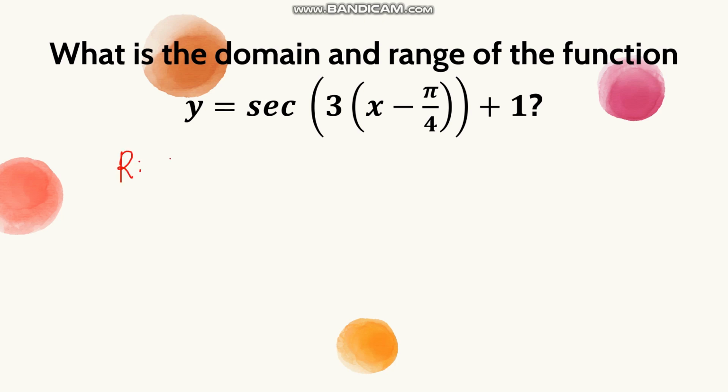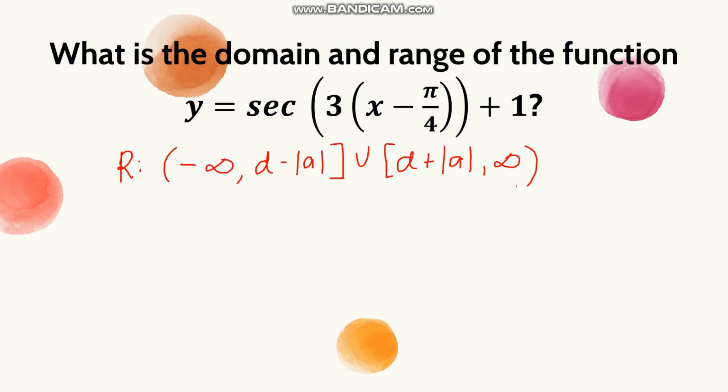Now for the range, we just have to follow the formula: negative infinity, then d minus absolute value of a, included, union with d plus absolute value of a to positive infinity. Then we have here negative infinity, and then d is 1 minus absolute value of a. Our a is 1 as well. And then union, d is 1 plus absolute value of 1, positive infinity.